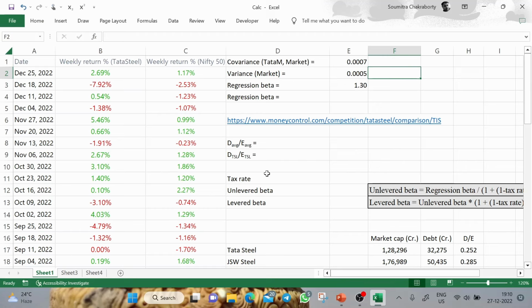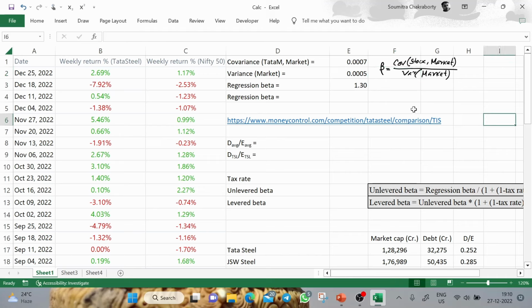So what was the formula? In the risk video, we introduced the formula, that is covariance of the stock and market divided by the variance of market. So this is one method of getting the beta.